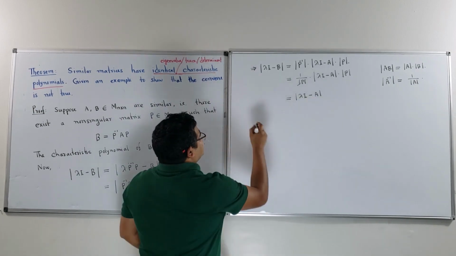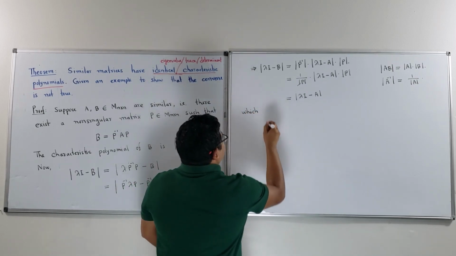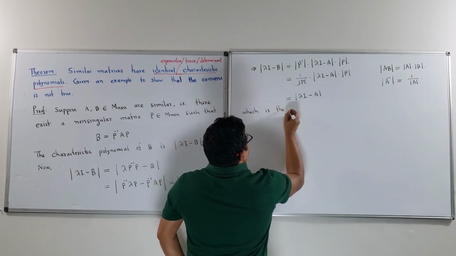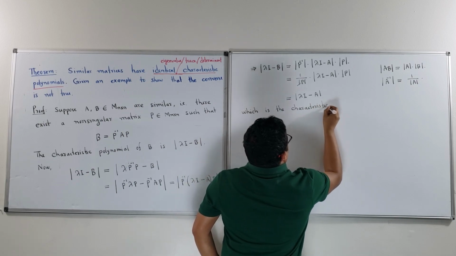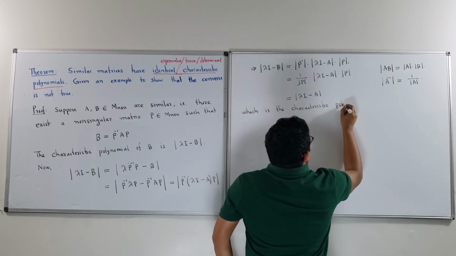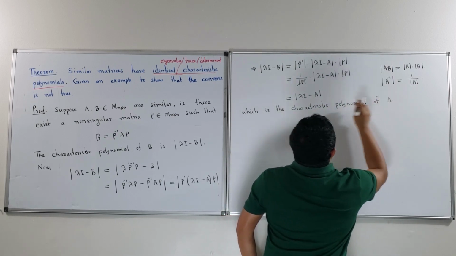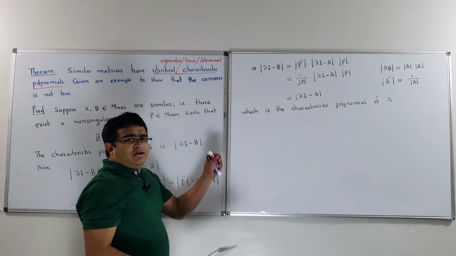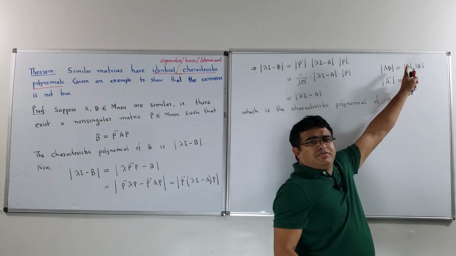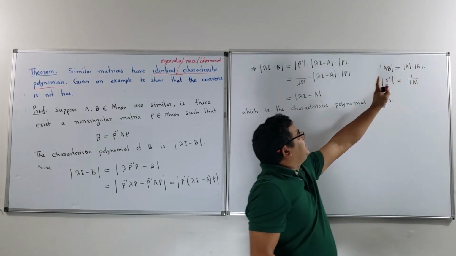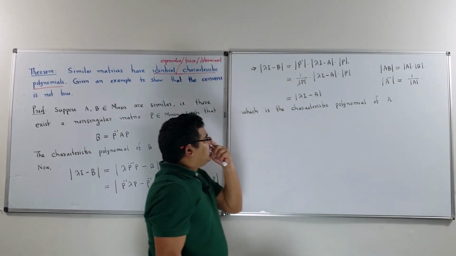So this is the characteristic polynomial of A. Here we use two properties: that the determinant of AB equals the determinant of A times the determinant of B, and the determinant of A inverse equals 1 over the determinant of A. We use these two properties here.